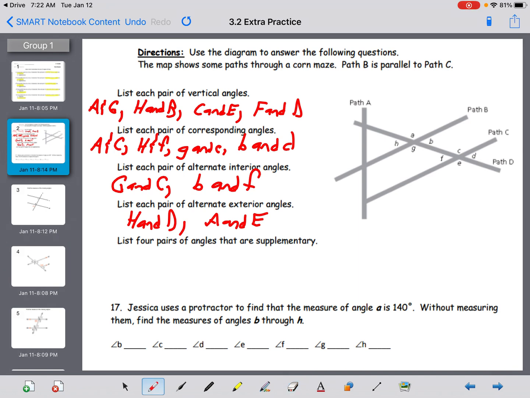List 4 pairs of angles that are supplementary. Well, supplementary makes a straight line, right? So we have H and A, B and G, C and F, D and E.